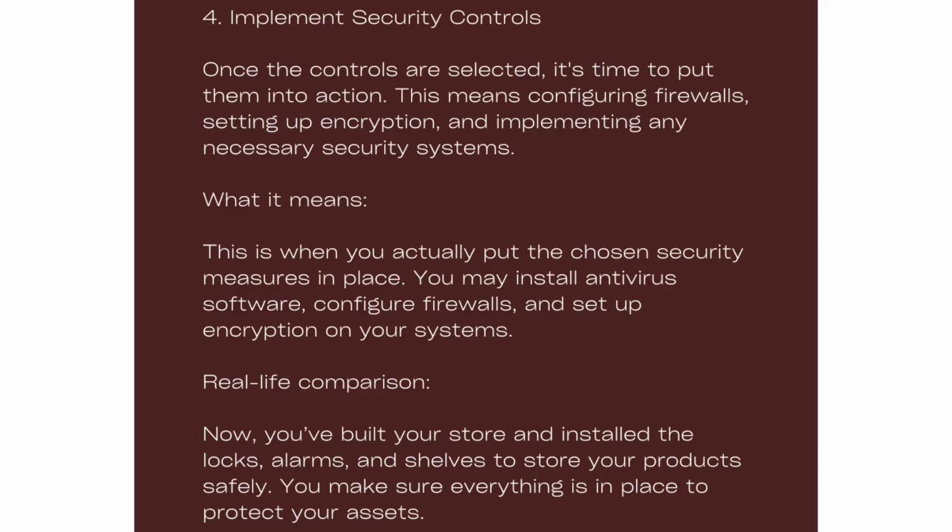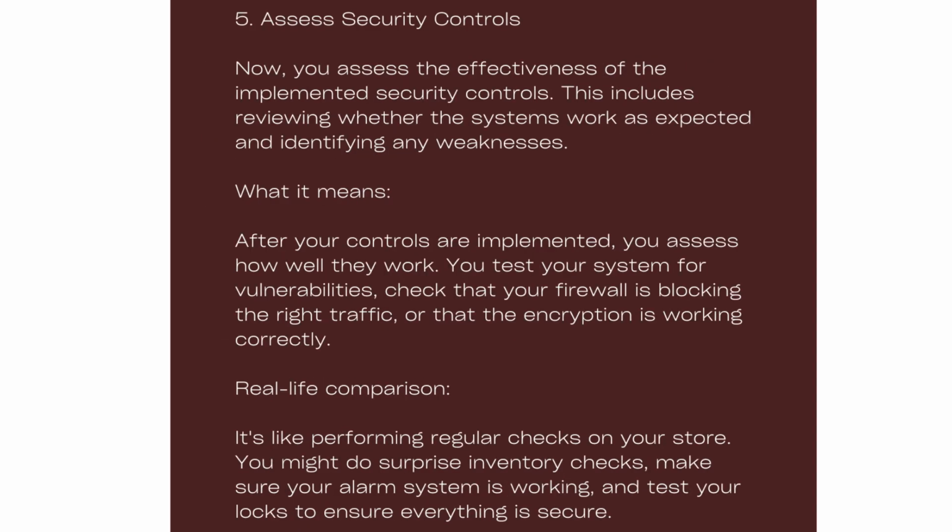And the fifth step is that we assess the security controls. Now you assess the effectiveness of the implemented security controls. This includes reviewing whether the systems work as expected and identifying any weaknesses.